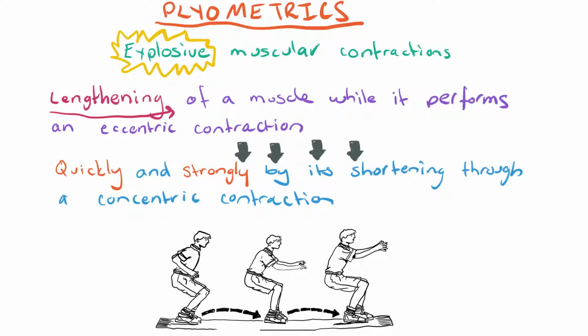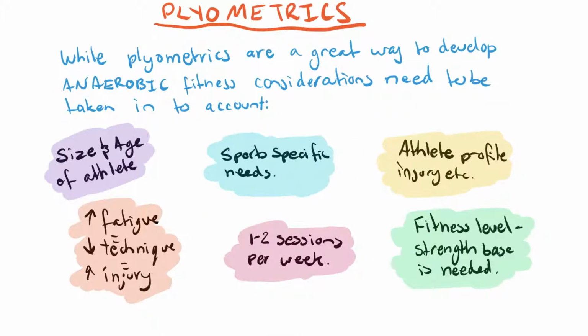And so examples of plyometrics are things like leapfrog jumps or box jumps or stair jumps, all things that are looking at those explosive muscular contractions one after the other. Now, plyometrics are a really great way to develop anaerobic fitness, but there's some considerations that need to be taken into account, and a lot of this is based around obviously the size and the age of the athlete and their capacity at that point in time.